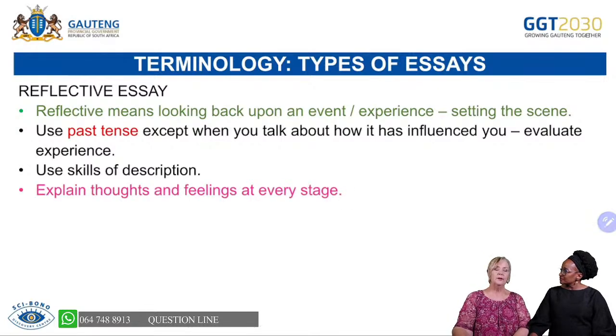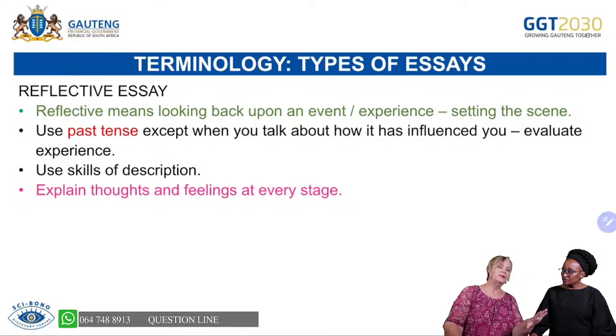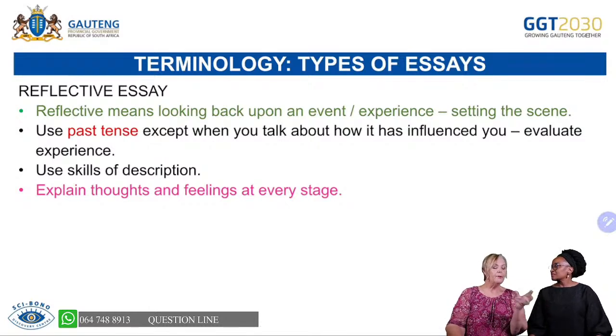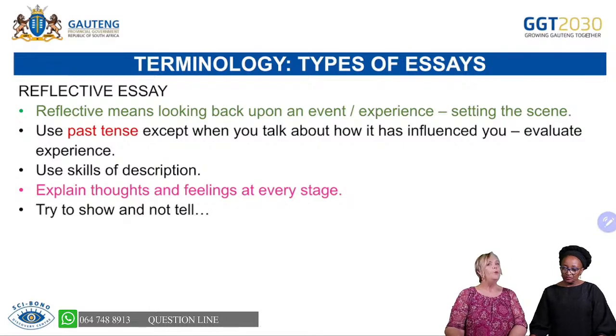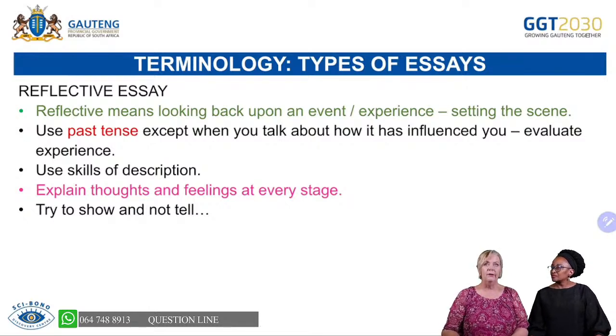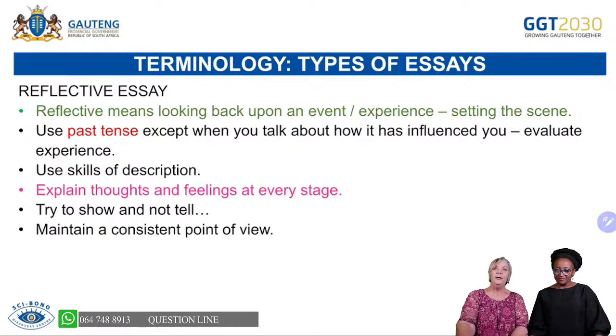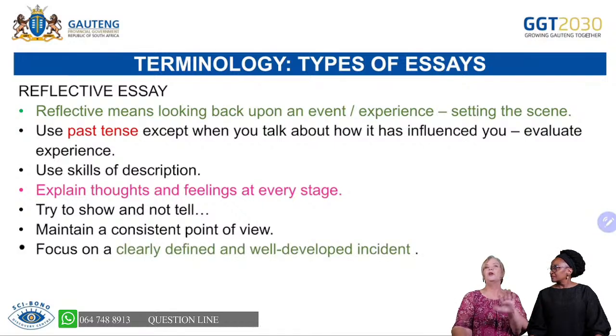We have to use our skills of description. Do you see how some descriptive elements actually run into this type of essay? We explain thoughts and feelings at every stage. We yet again have to try and show and not tell, painting pictures with words, in other words. But we have to maintain a consistent point of view. We can't chop and change direction and thoughts. Yes. We need to know where we are going. Otherwise, an essay like this can fall apart easily.